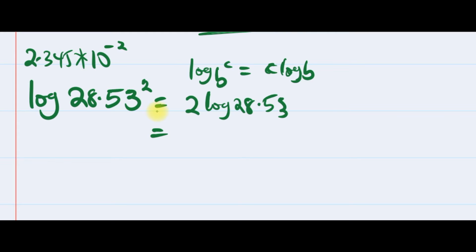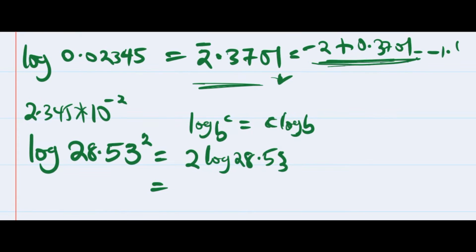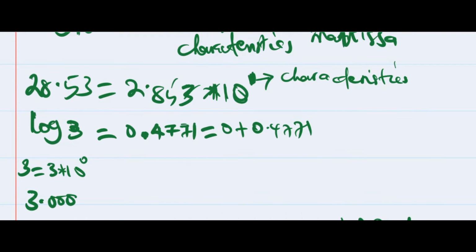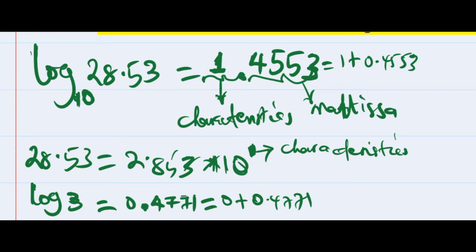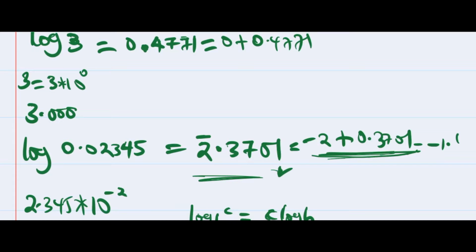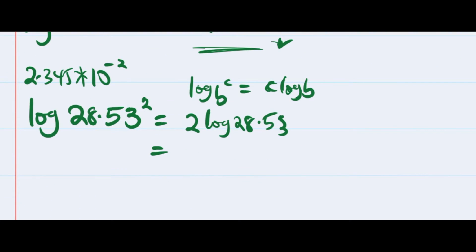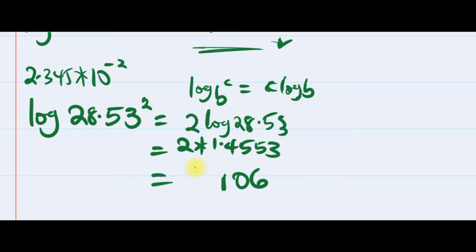So from what we've solved before, we know the value of log 28.53 is 1.4553. So this is 2 times 1.4553. Which is 2 times 3, 6, 2 times 5, 10, 2 times 5, 10 plus 1, 11, 1 carry 1. 2 times 4, 8 plus 1, 9. And 2 times 1, 2. So that's the answer.